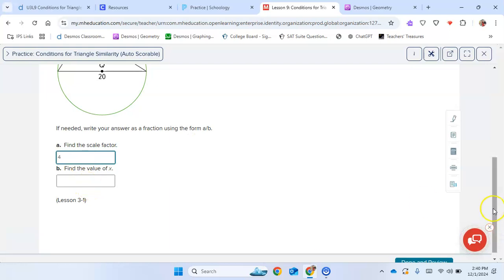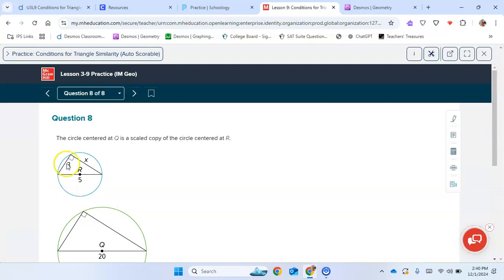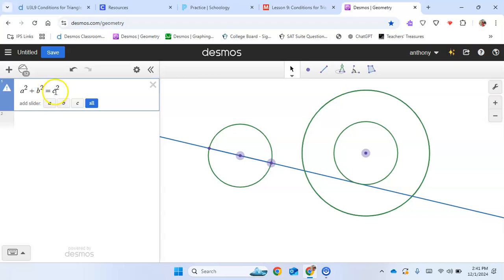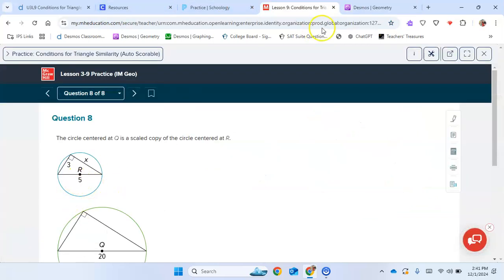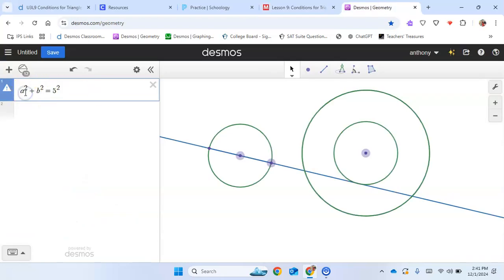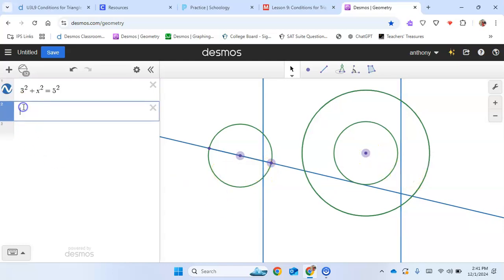Find the value of x. To find the value of x, you would need the Pythagorean theorem. A squared plus b squared equals c squared. Side A is 3, side B is x, and side C is 5. Alright, you can see there's 2 answers there, 4 and negative 4. Let's do the algebra.